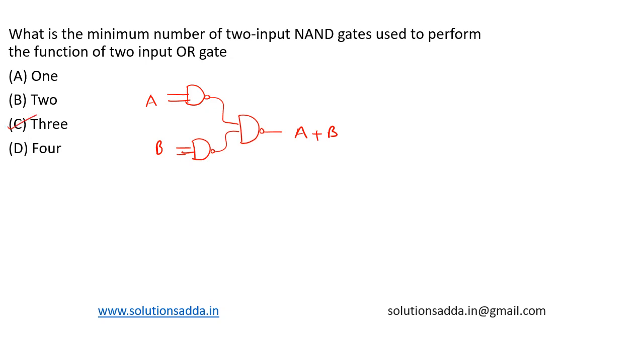Now let's go for the explanation. Here we are passing A. Here also we are passing A. So we have A bar as the output here. Similarly, we'll have B bar as the output. So here what we'll be having is A bar dot B bar, the whole bar. Applying De Morgan's law, we have A double bar plus B double bar, which is equal to A plus B. This is the function of a 2-input OR gate. So option C is the correct answer.